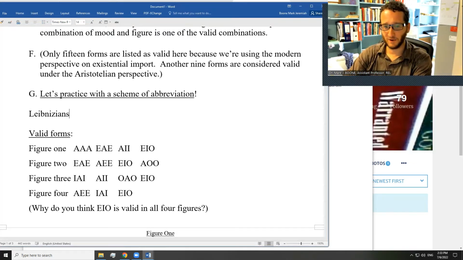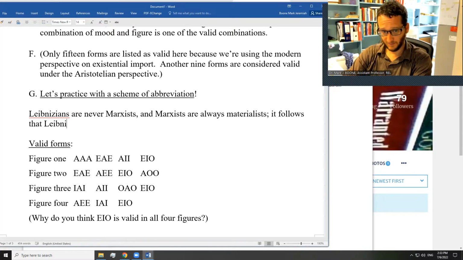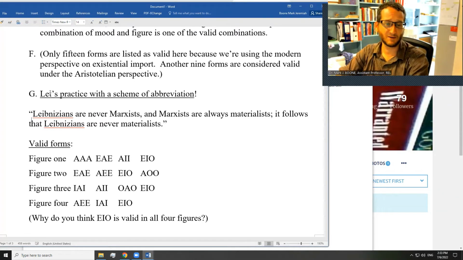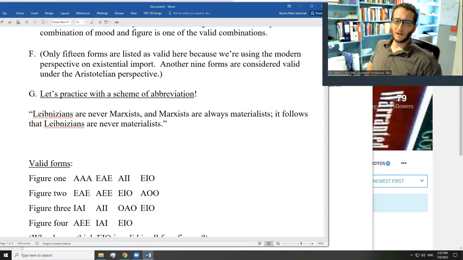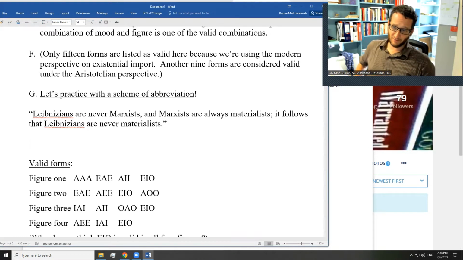Leibnizians, all right, here's our argument, not in standard form. Leibnizians are never Marxists. Marxists are always materialists. It follows that Leibnizians are never materialists. Here's our argument, not in standard form. Leibnizians are never Marxists, and Marxists are always materialists. It follows that Leibnizians are never materialists.